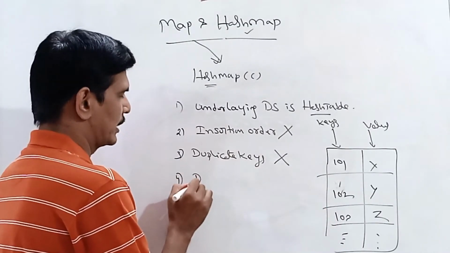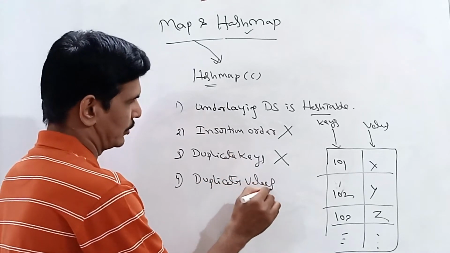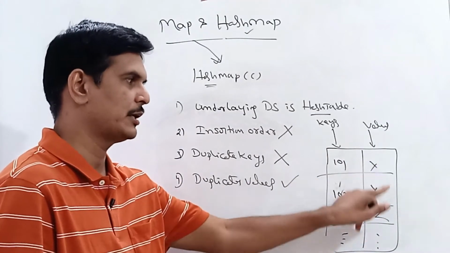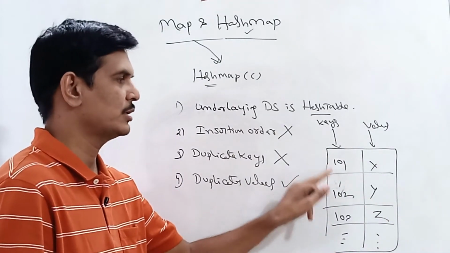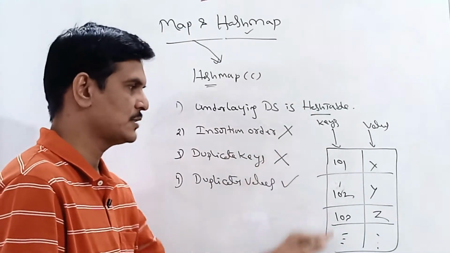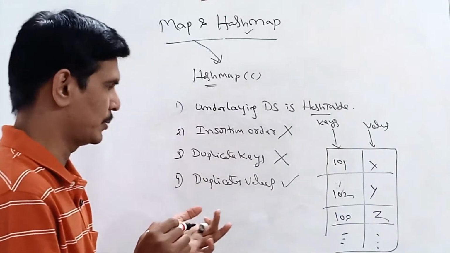But what about the duplicate values? Duplicate values are allowed. We can store duplicate values. X can be repeated multiple times, but 101 cannot be repeated. So duplicate keys are not allowed, but duplicate values are allowed in the HashMap. This is one more property.